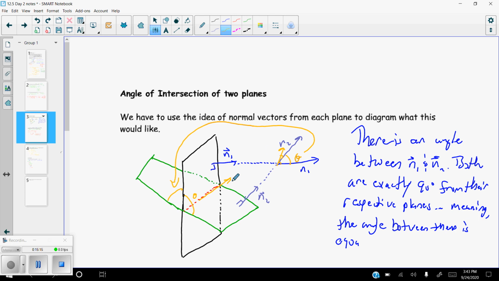So I did not draw the one up at the top very well. But that's exactly what you're going to get. If you cross n1 and n2, you'll get a perpendicular vector, which is going to be parallel to that line of intersection.